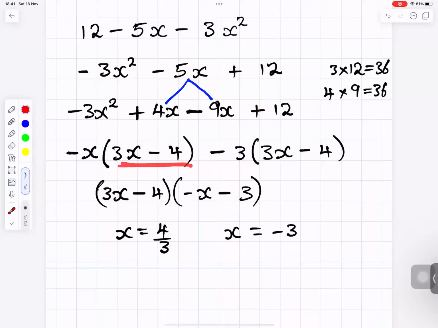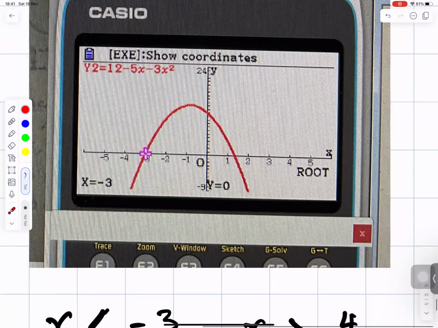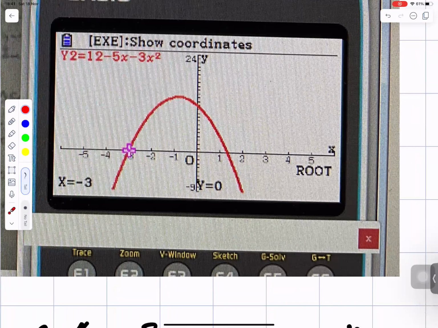Now, 3x minus 4, 3x minus 4 is common. We take it out of the bracket, and we're left with minus x minus 3. So put that equals to 0. So x will be 4 over 3, and x will be minus 3. Now, we can sketch the graph. I've done it on a calculator. You wouldn't have a calculator in an exam, but when you sketch the graph, you would have that point minus 3 and that point 4 over 3. And it's a graph that goes like that.